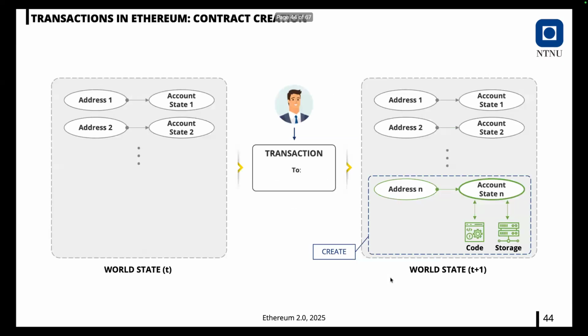Not so far? Okay, so we have basically a world state at time t. Then we have Bob, and Bob says, okay, I'm going to create a new contract. And by creating a new contract, it adds a new address to the world state. So the world state now has a new address to deal with, which is the new contract which Bob introduced. And then the contract introduces the code.